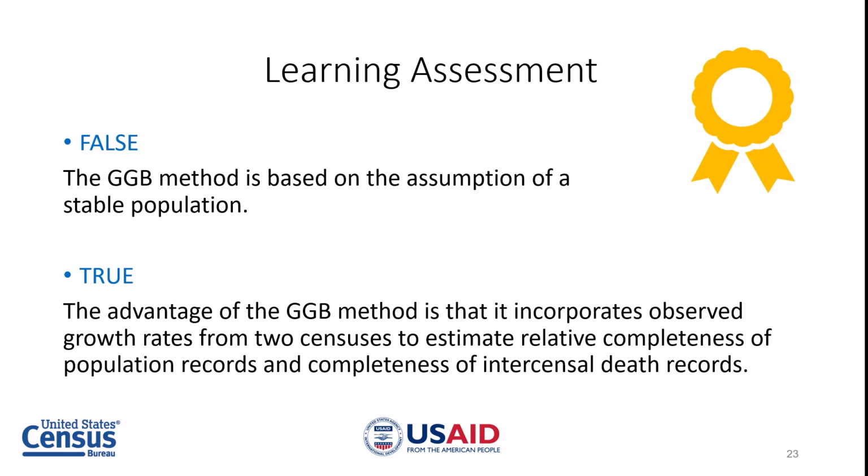Second statement, the advantage of the GGB method is that it incorporates observed growth rates from two censuses to estimate relative completeness of population records and completeness of intercensal death records, is true. Results from the GGB method provide a relative census completeness factor and a factor for death coverage. Both of these indicators by sex.